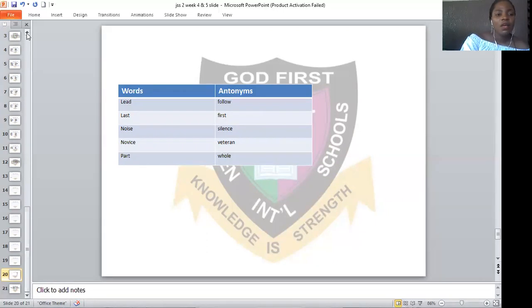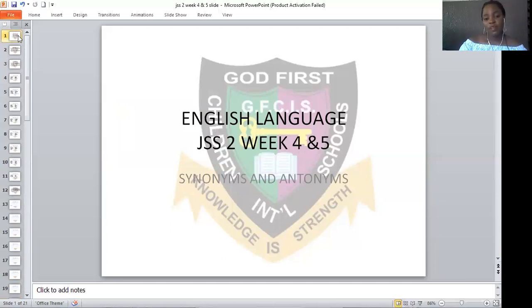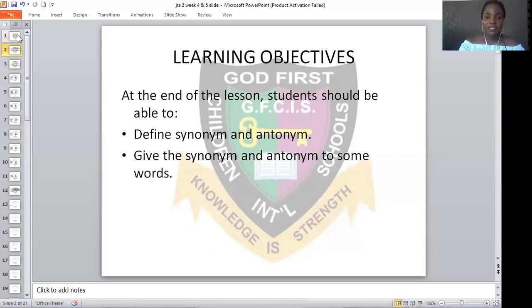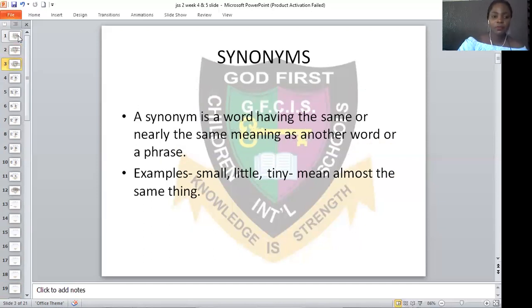So, I'd like to take a quick recap of what I've been talking about so far, synonyms and antonyms. I said at the end of the lesson, you should be able to define synonyms and antonyms. Also, you should be able to give the synonyms and antonyms to some words. A synonym is a word having the same or nearly the same meaning as another word or a phrase. Examples, we have small, little, and tiny. These three words are synonymous, that is, they mean the same thing.